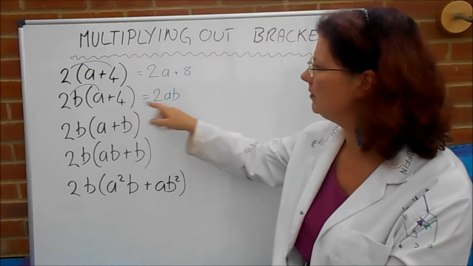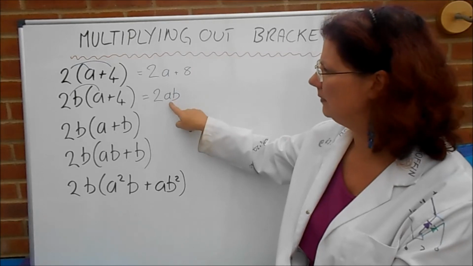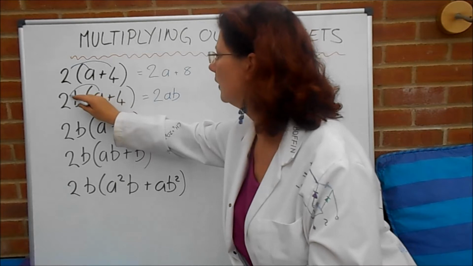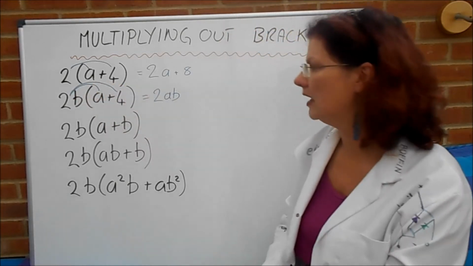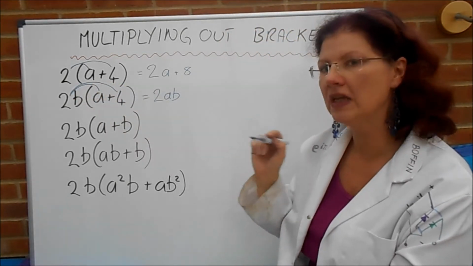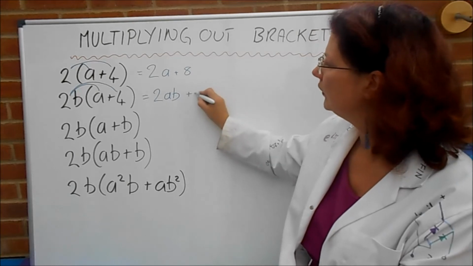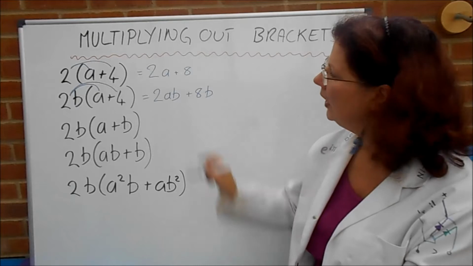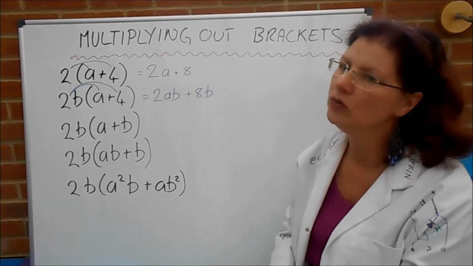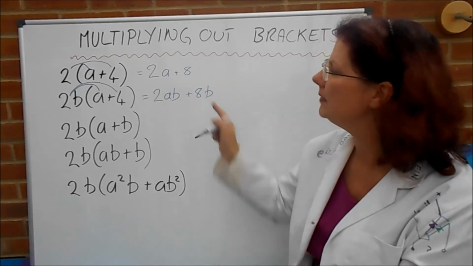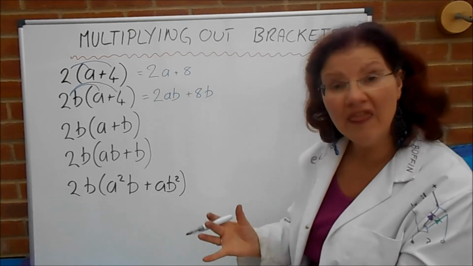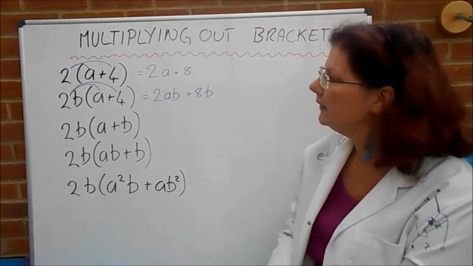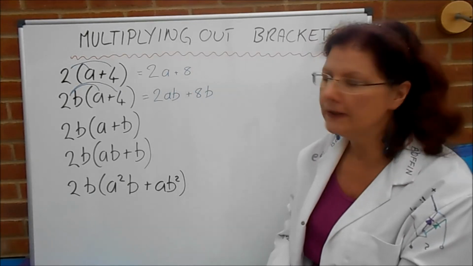So that's 2 times the b times the a, and then we've got 2b times the 4. So that's 2 times b times 4. So we've got 8b. You will notice that it's almost exactly the same as the one above, except it's got a b in both terms. And that's reasonable because it's exactly the same. It's just got a b extra on the outside. So that looks right, doesn't it?